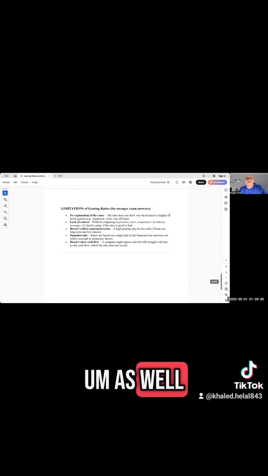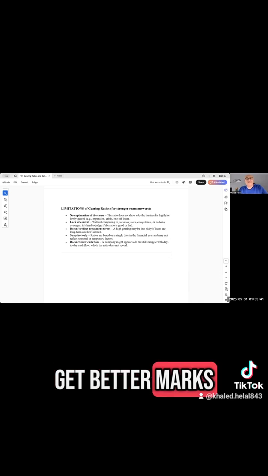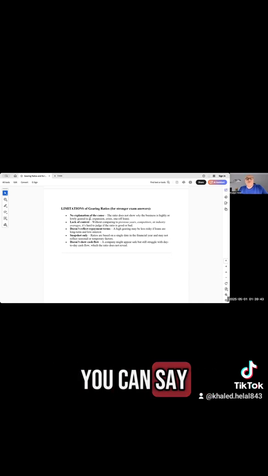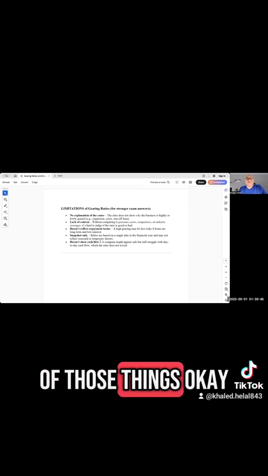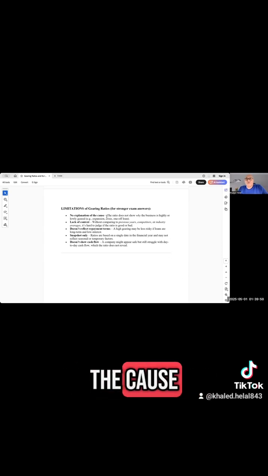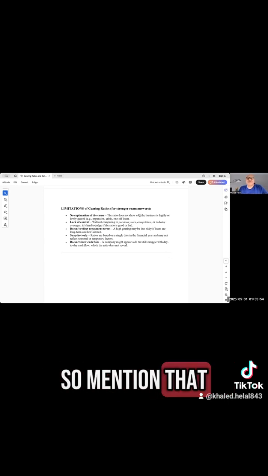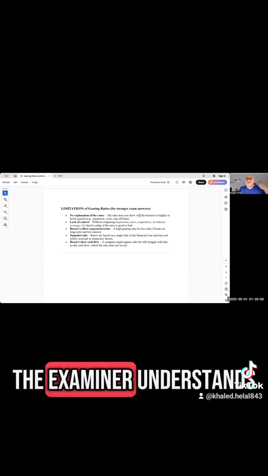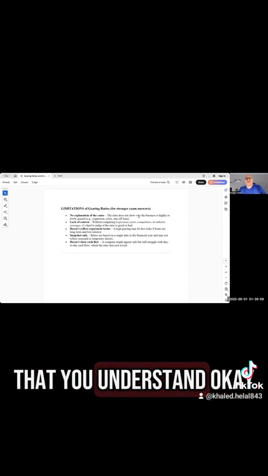As well, for you to get better marks, you can say one of those things or two of those things, okay? One of them, there is no explanation of the cause. Why are we depending on equity, or why are we depending on debt? So mention that to make sure that the examiner understands that you understand, okay?